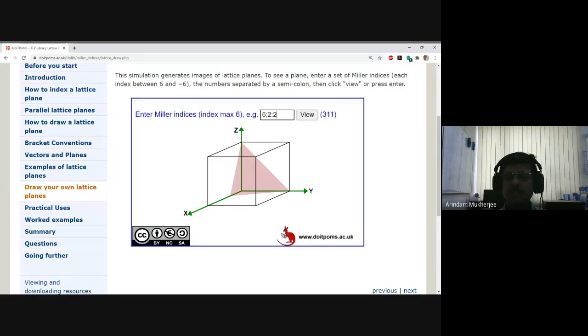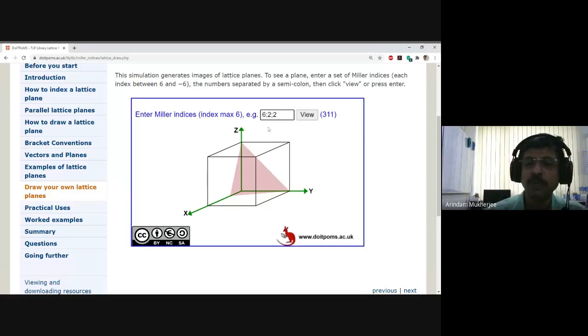I have seen students in earlier years writing 311 and writing 633. They forgot by the time they are doing the second multiplication what they started the multiplication with. That is your fault. Don't expect marks for that. This is a very common mistake that happens, and this is really wrong because you have made a wrong plane.